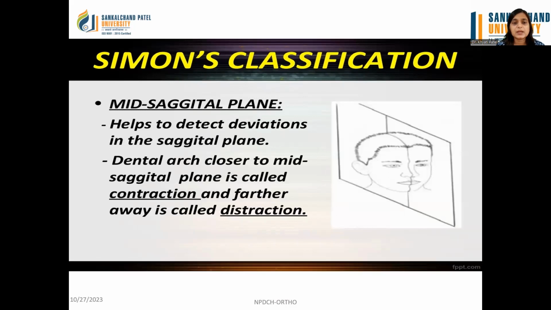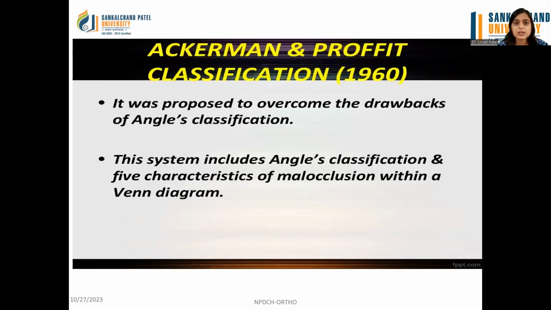Now, the third plane is the mid-sagittal plane, which is used to detect any deviation in the sagittal plane, the same as in the Angle's classification. So, any dental arch which is closer to the mid-sagittal plane is called contraction, and if it is further away, it is called distraction.